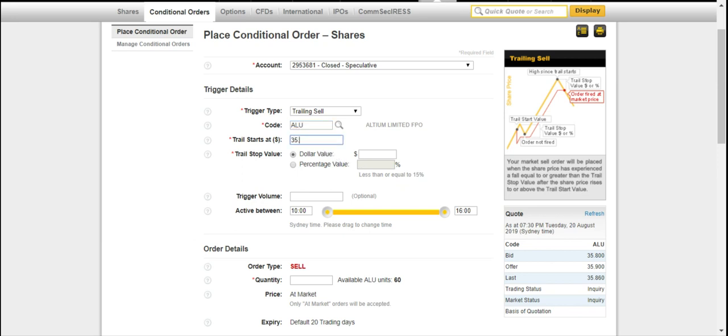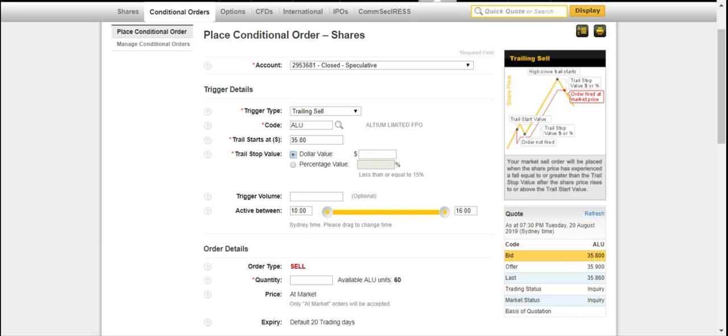What I want to try and do is, as soon as I buy this stock, and I would have bought it for probably around about that price, but it doesn't actually matter what you paid for it, what you want to do is get the trail started as soon as you enter. So at the moment the bid is $35.80.